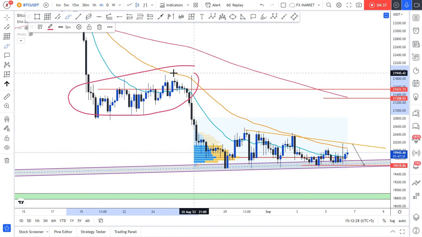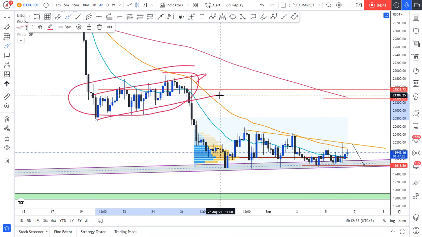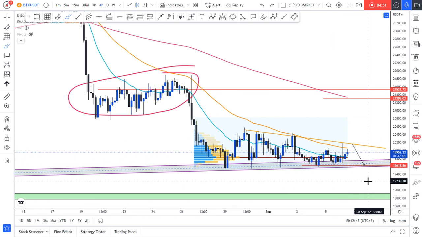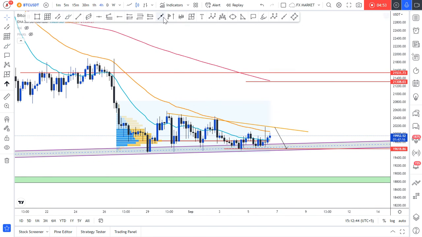This market structure is like a bearish wedge or bearish channel, then price drops and forms a rectangle. Now wait for the breakout of this area, then we can see that price is coming towards this area of support.